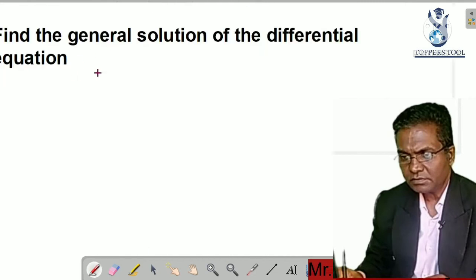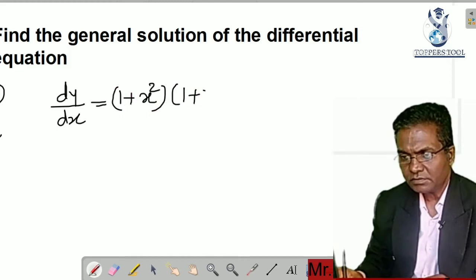Let's have another example. Find the general solution of the differential equation. I'll be doing the sixth one. This is also an important one. Possibility is there to be asked. dy by dx equal to 1 plus x square into 1 plus y square. Okay. So this is a function of x, this is a function of y. So you can easily separate the variables.